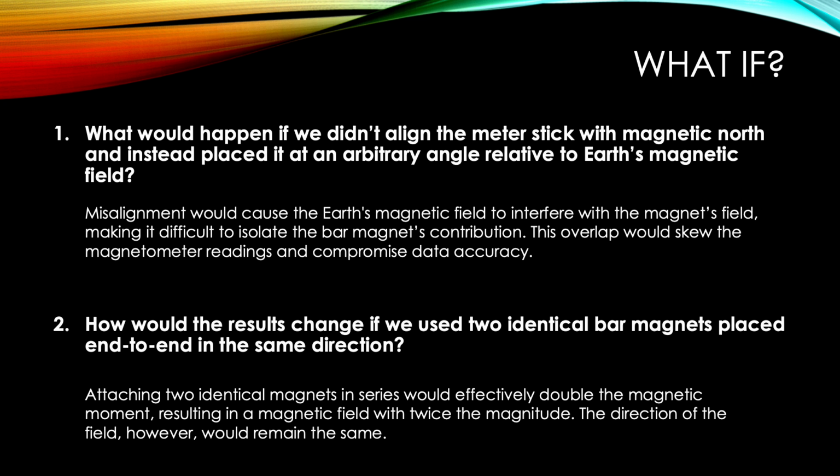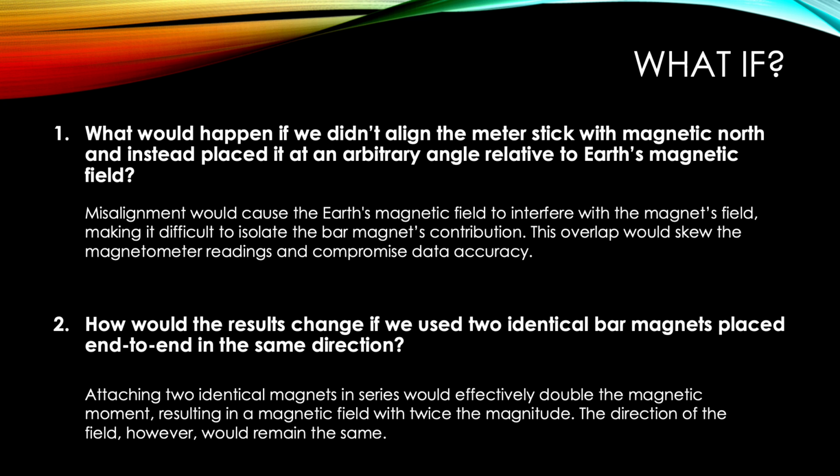What if? What would happen if we didn't align the meter stick with magnetic north and instead placed it at an arbitrary angle relative to Earth's magnetic field? So the misalignment would cause the Earth's magnetic field to interfere with the magnet's field, making it difficult to isolate the bar magnet's contribution. This overlap would skew the magnetometer readings and compromise data accuracy.